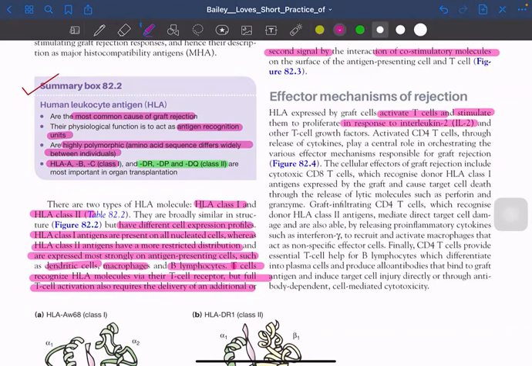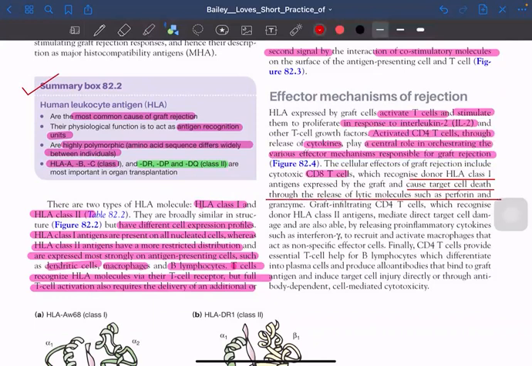These activated CD4 T cells, through the release of various cytokines, play a central role in orchestrating the various effector mechanisms responsible for graft rejection. The cellular effectors of graft rejection include CD8 T cells, which recognize the donor HLA class 1 antigen presented by the graft and cause target cell death through the release of lytic molecules. We know that CD8 T cells are cytotoxic T cells, and they cause target cell death by release of lytic molecules such as perforins and granzymes.